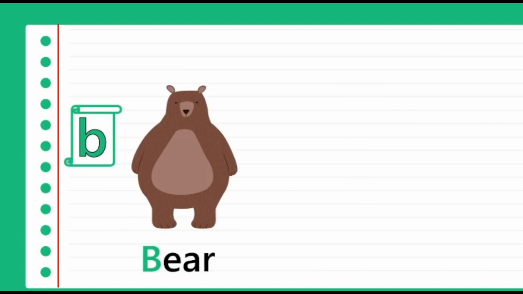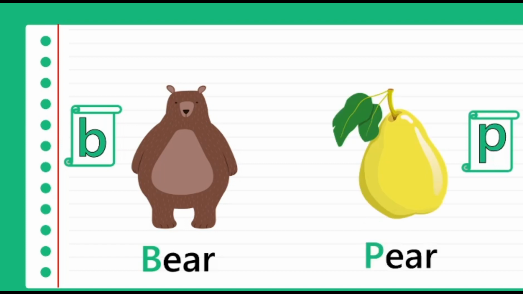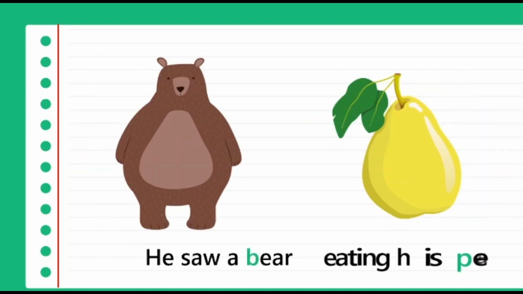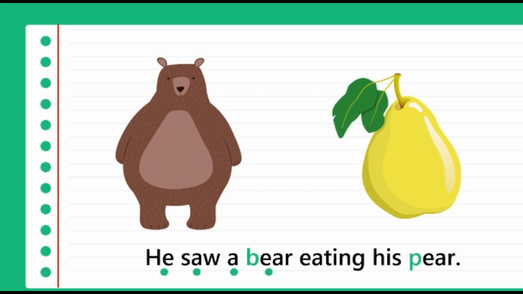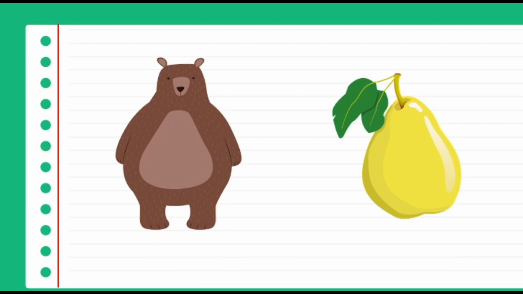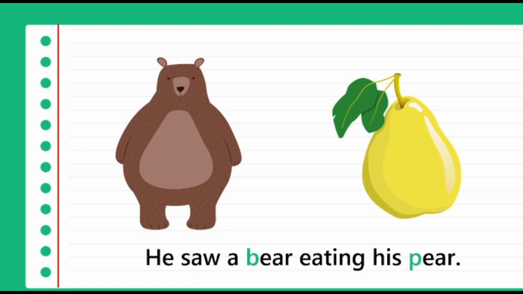B, bear. Pear. He saw a bear eating his pear. Good. Your turn. Good. And the question time.